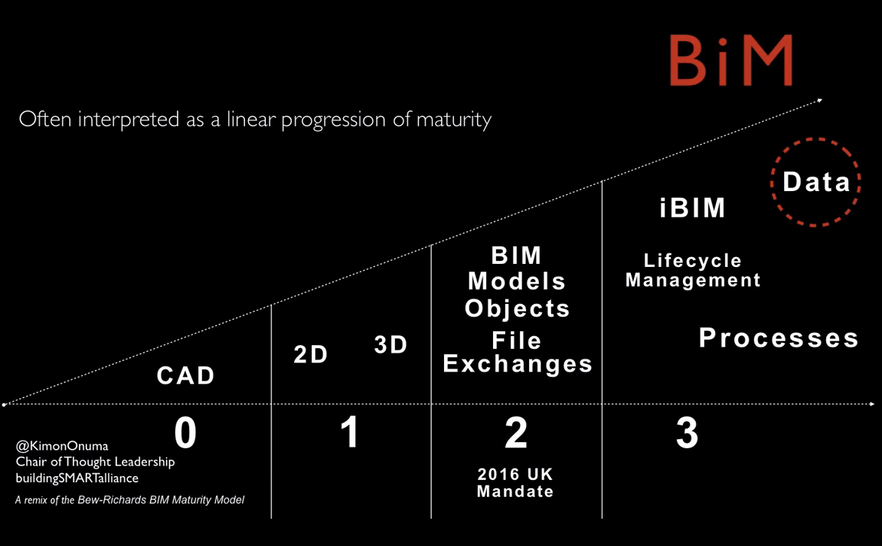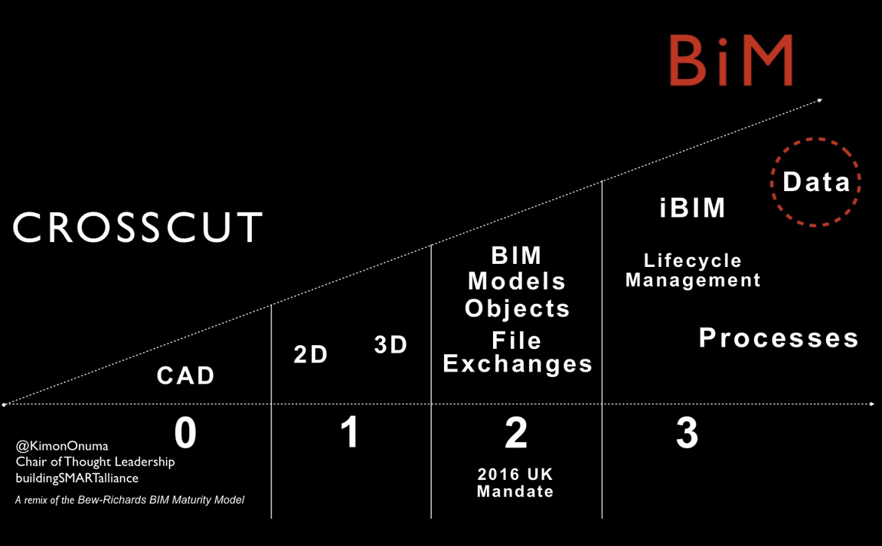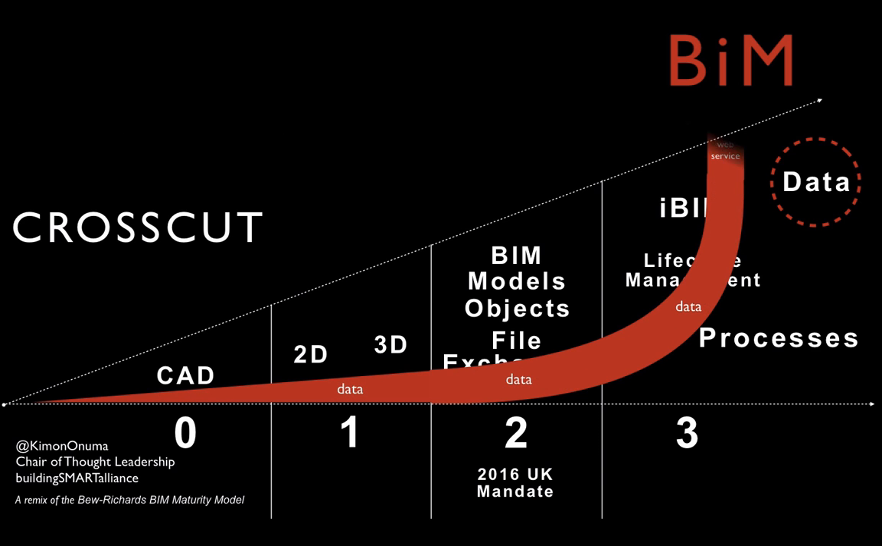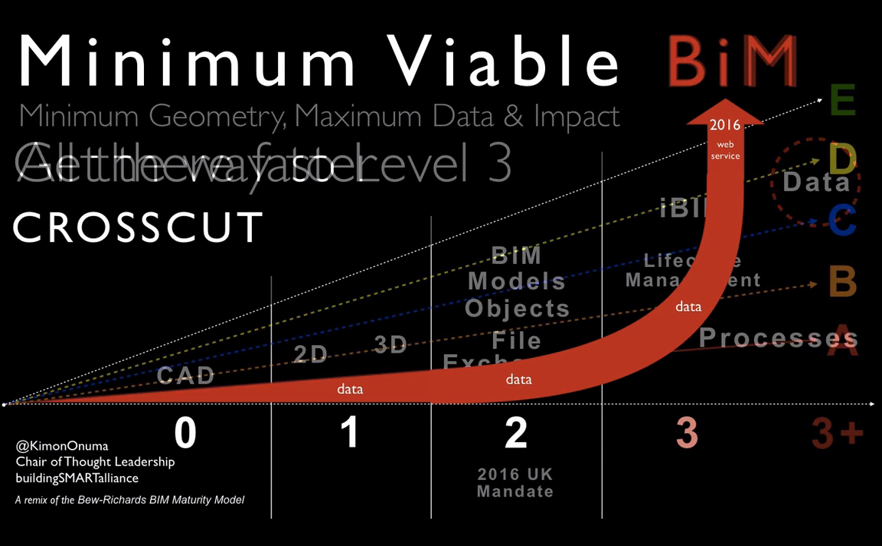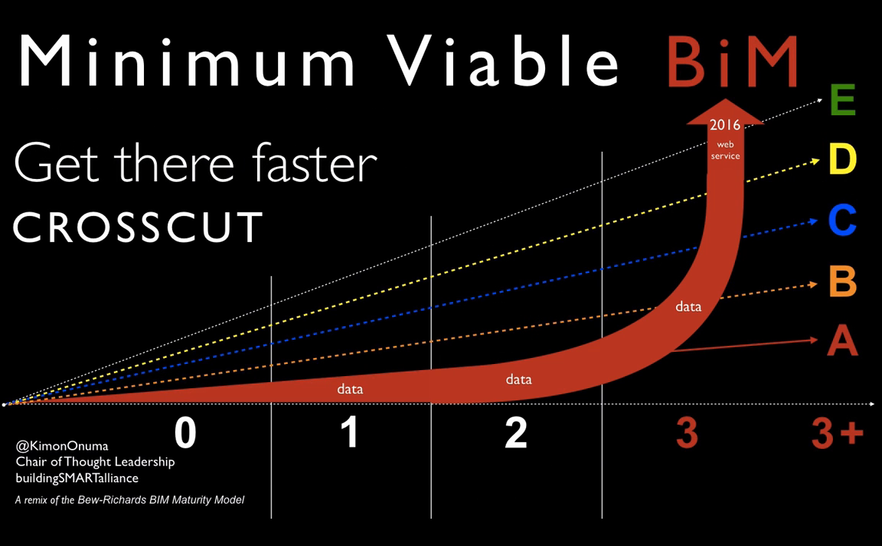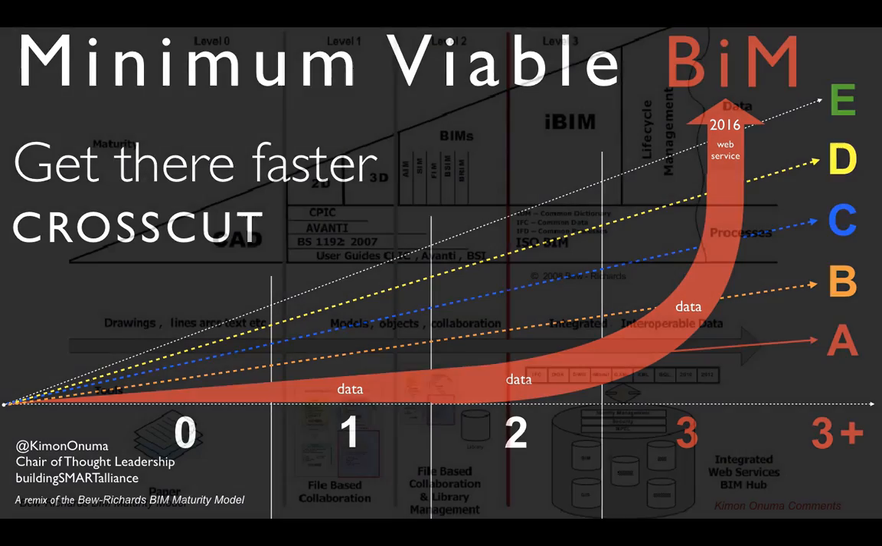We say that BIM and data can access and cross-cut data across all levels of BIM, even if it's not 3D. It can be attached to an object, a simple object, or to a full-blown model. With this approach, we can actually enable BIM Level 3 even today. Minimum Viable BIM and BIM Storm is actually making this happen in the current BIM Storm, and getting there faster by cross-cutting across all levels, no matter where you are.